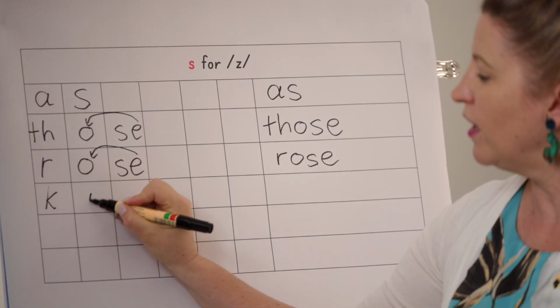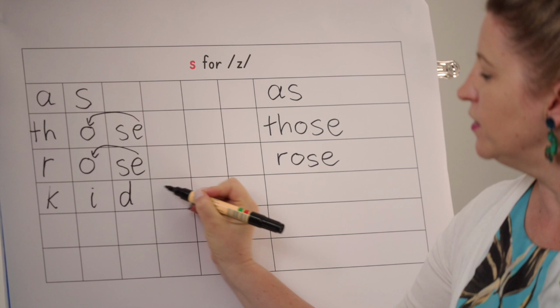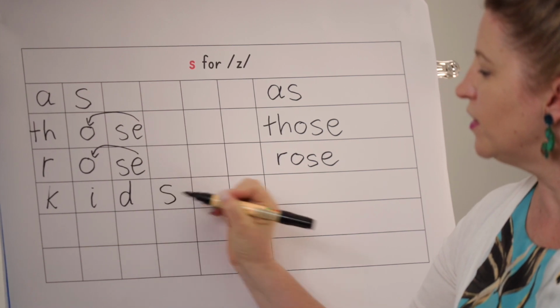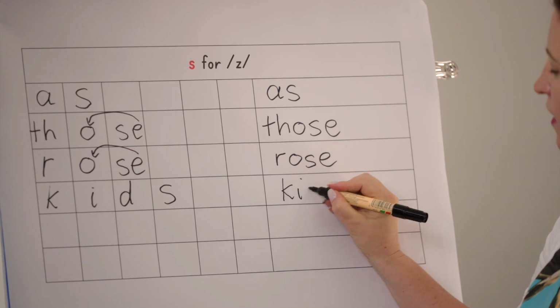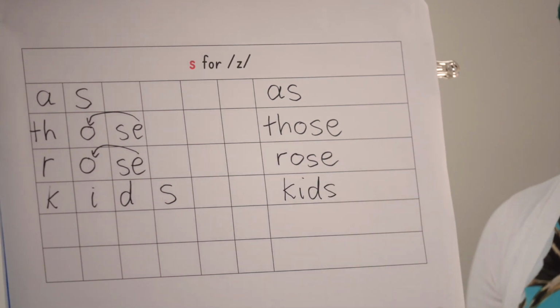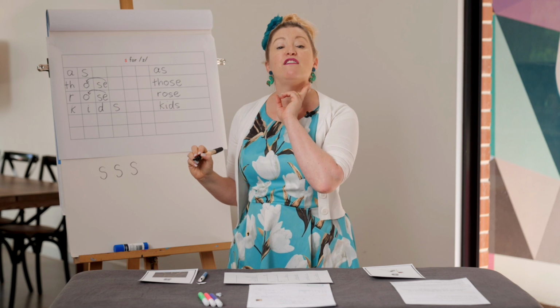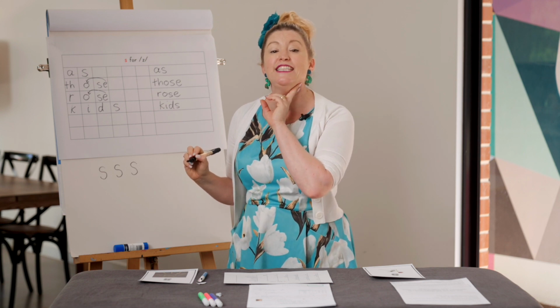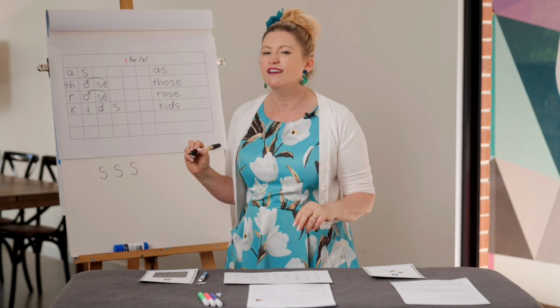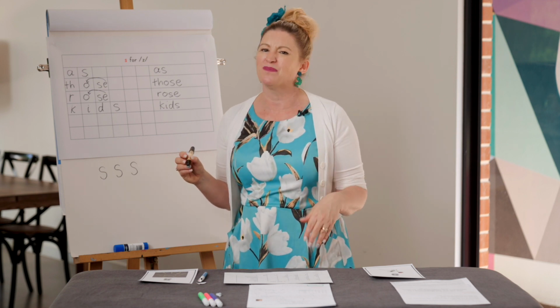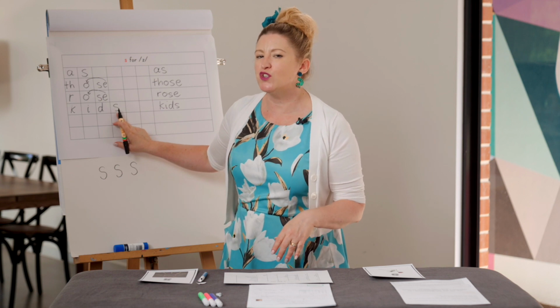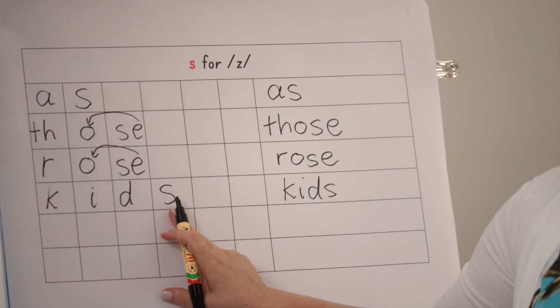K, I, D, Z. Kids. K, I, D, Z. Kids. Can you hear that and feel that Z at the end of kids? It's not kids. I can't even do it because my voice is already switched on. So it's a Z sound. Make sure you can hear that when you're saying it.